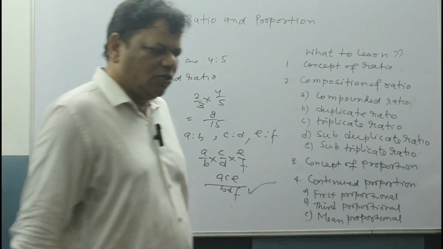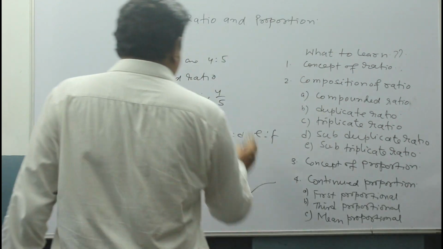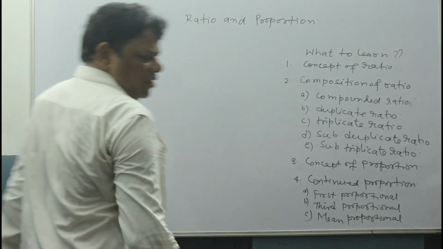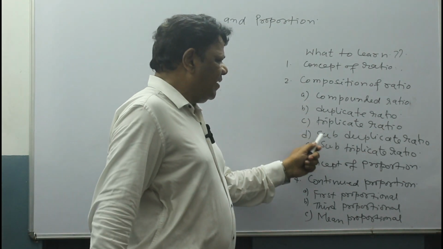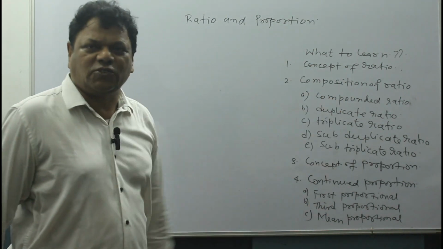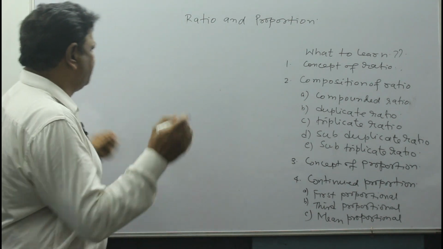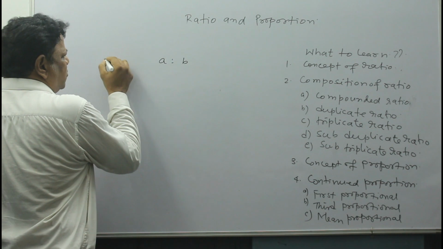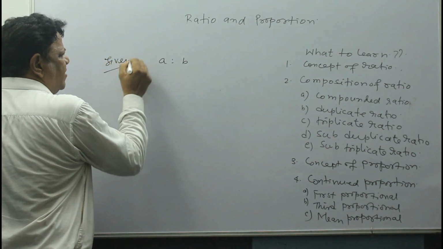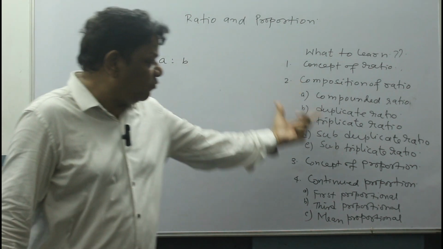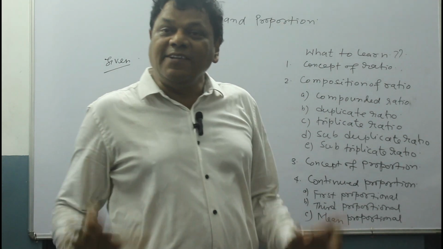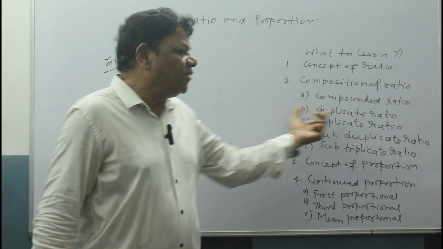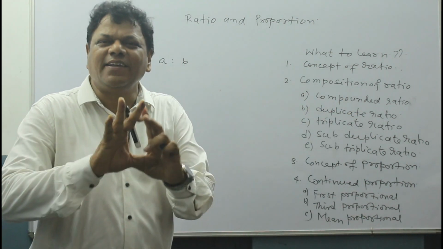It's clear to you. Now next we have to find out about duplicate, triplicate, subduplicate and subtriplicate ratio. What is duplicate here? Let A is to B ratio be given. From here I will explain all these four. A is to B is given. Find the duplicate ratio.